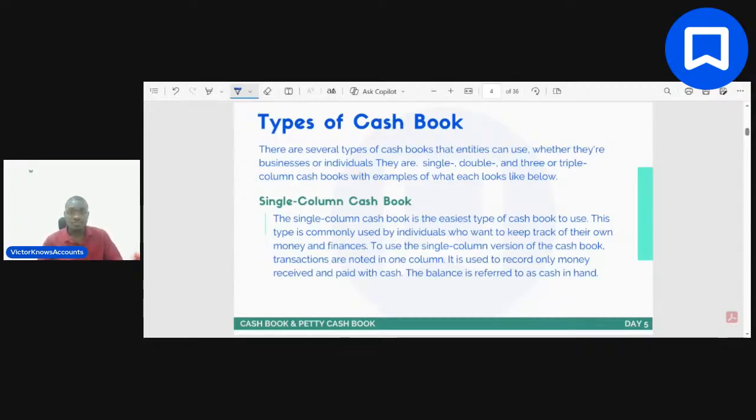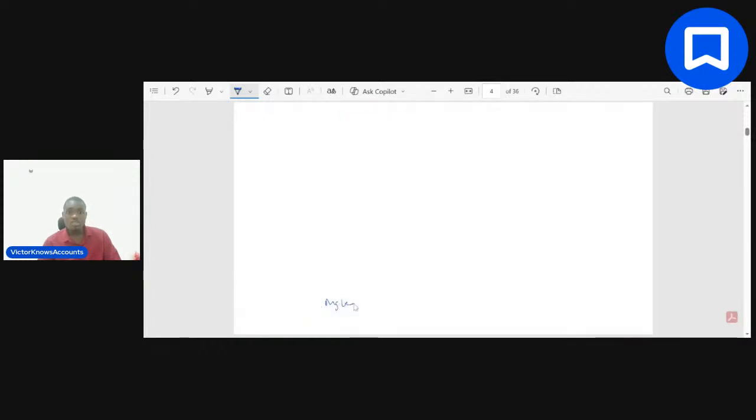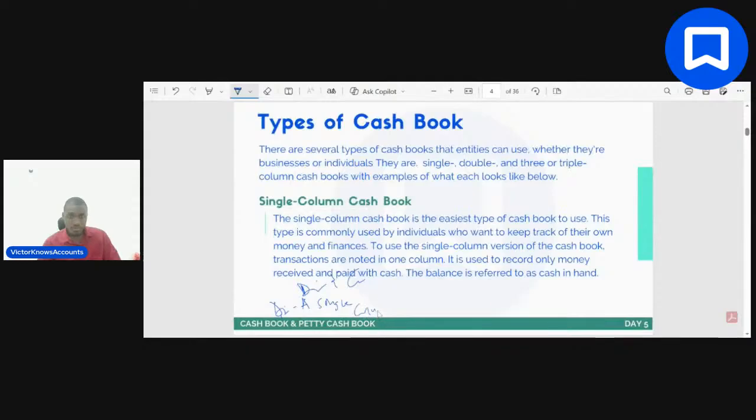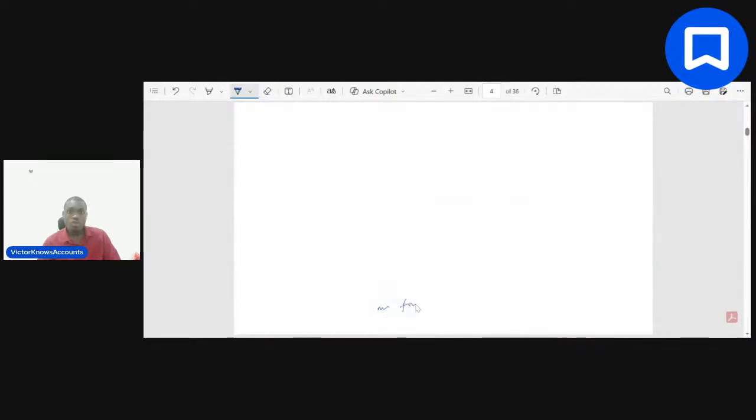Don't forget that we have the debit and the credit. All right. So that's that. We have the debit and the credit side. So we are saying that for single column, on the debit side, there is a single column for what?